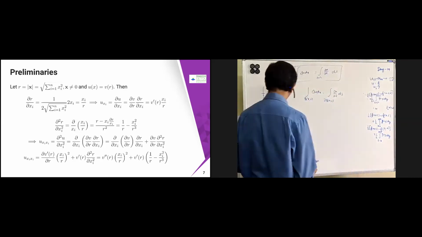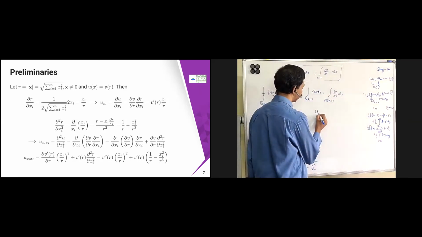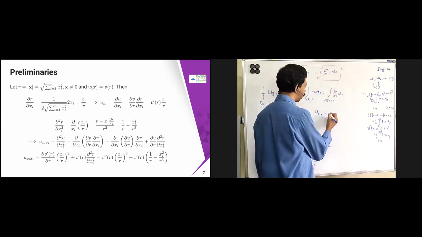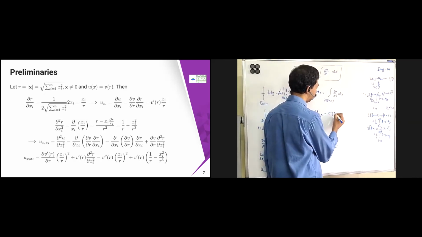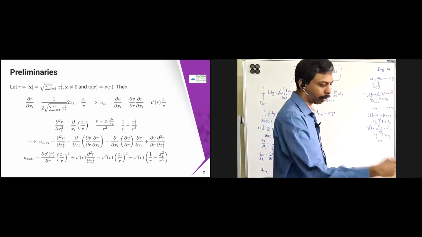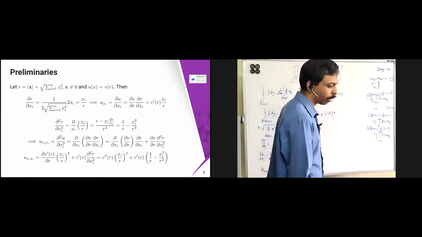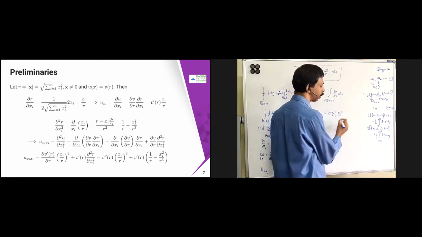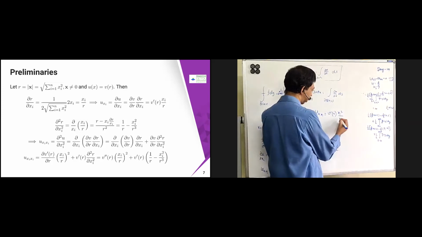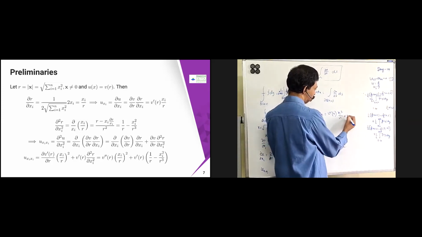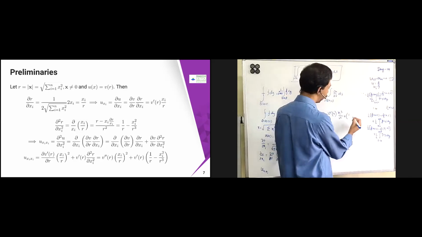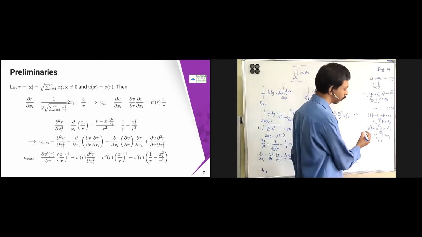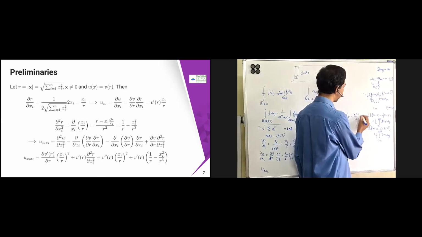So what we have is that u_xixi is going to become v''. I'm just writing the last step only. The same thing, whatever we did over here, you have to do. So what you get is v'(r) times xi²/r², plus 1/r minus xi²/r³, correct? Yes, xi²/r³ times v'(r) is going to come.